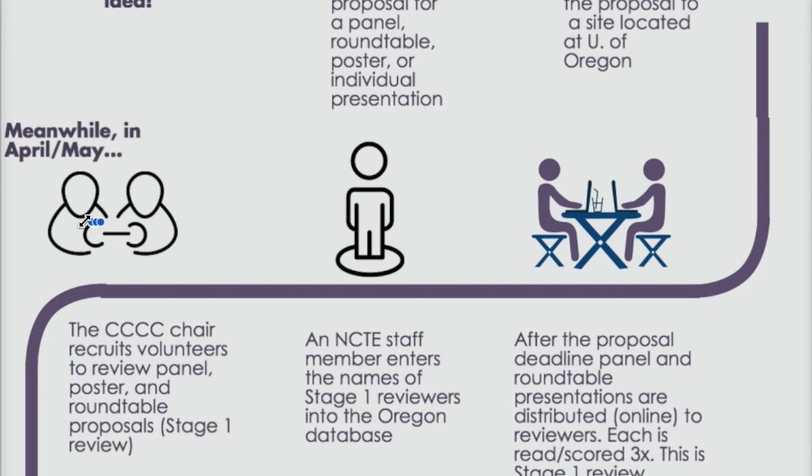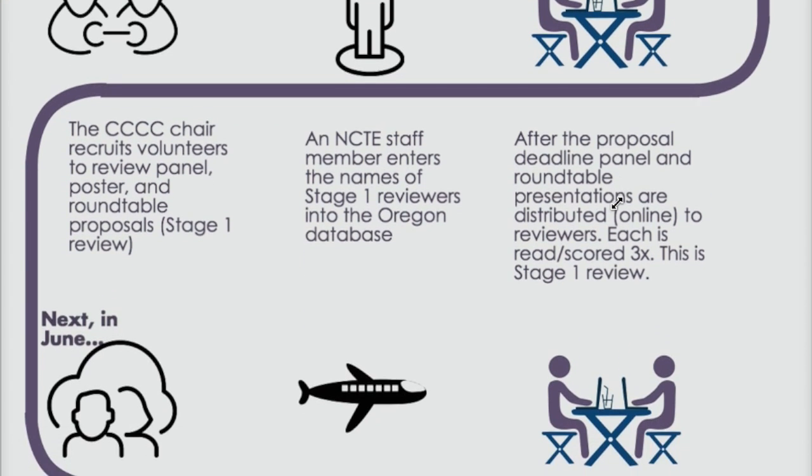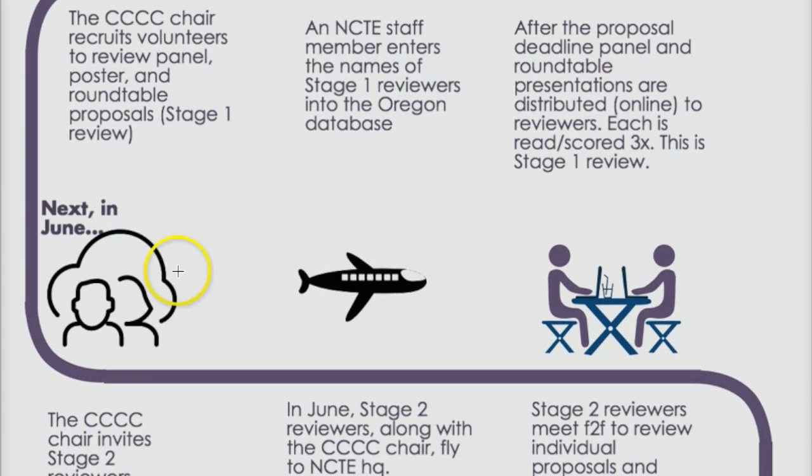This is what we refer to as Stage 1 proposal review. Stage 1 reviewers are recruited by the conference chair. When they're recruited, they indicate what proposal clusters they're most comfortable reviewing in. So an NCTE staff member, that is the 4Cs convention director, just one staff member, enters the names of those Stage 1 reviewers into the Oregon database, and after the proposal deadline, proposals are distributed by cluster to the reviewers, who then read and rate them using the criteria listed at the end of the 4Cs 2016 call for proposals.